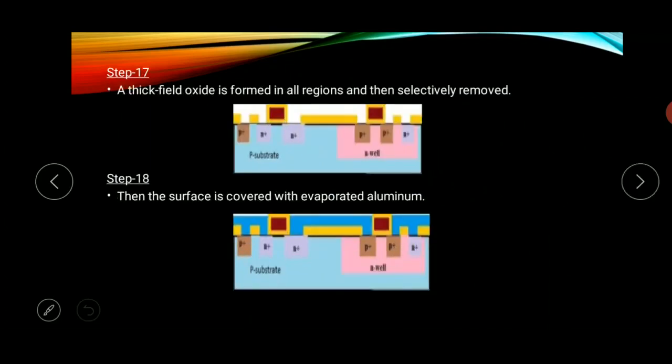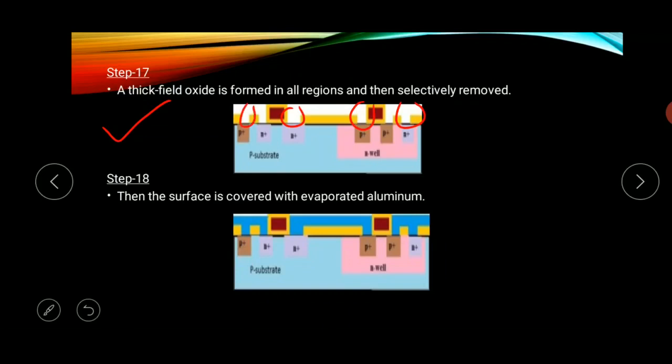In step 17, before forming the metal terminals, a thick field oxide is deposited to form a protective layer for the regions of the wafer where no terminals are required. So in step 17, first a thick field oxide is formed in all regions, means this yellow layer completely covers the surface. After that, they are selectively removed. So after the removal, these gaps are formed.